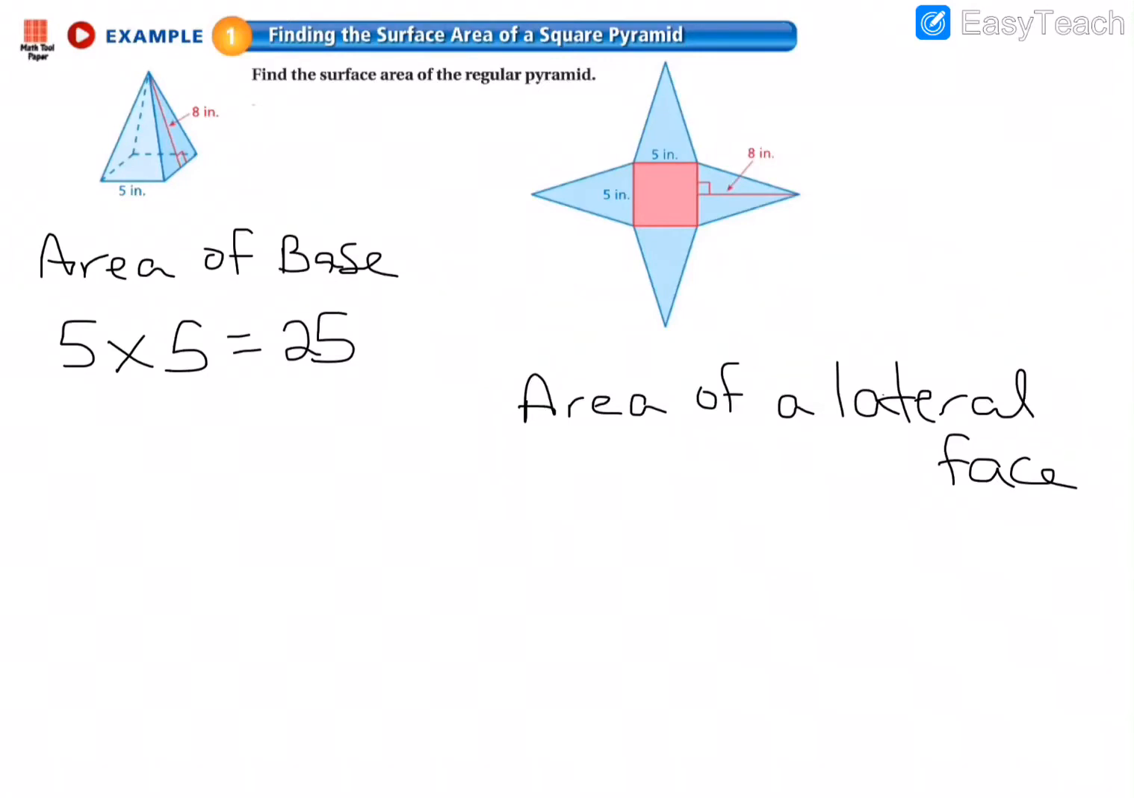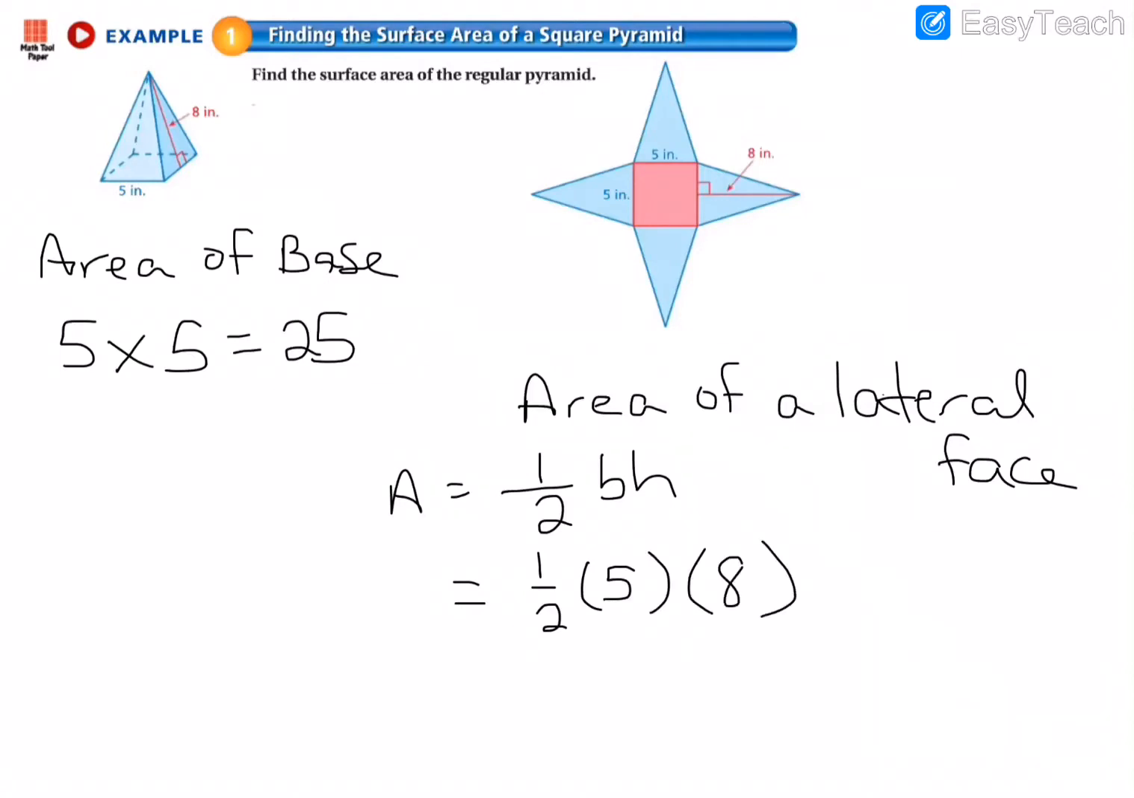Now, one of these triangular faces, we know its base is 5 and its slant height is 8. Okay, so it's still the same triangle formula, which is area equals 1/2 base times height. So it's going to be 1/2. My base is 5, and my height, or my slant height, is 8. So the area of one lateral face, 5 times 8 is 40. Half of 40 is 20.